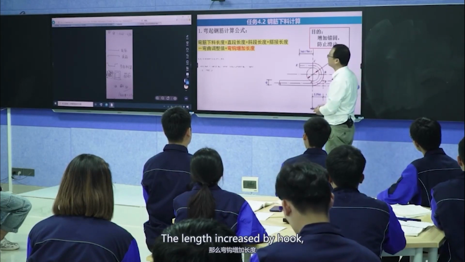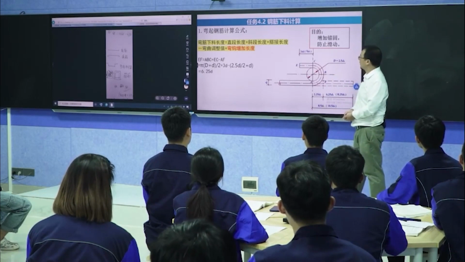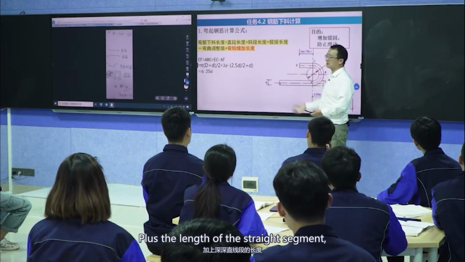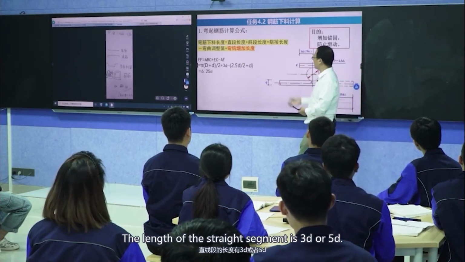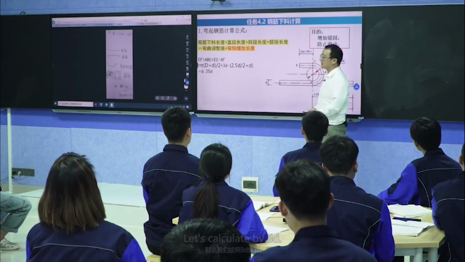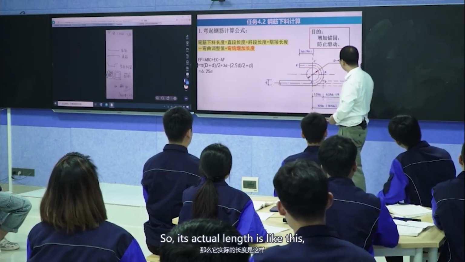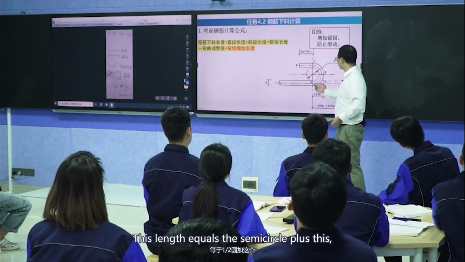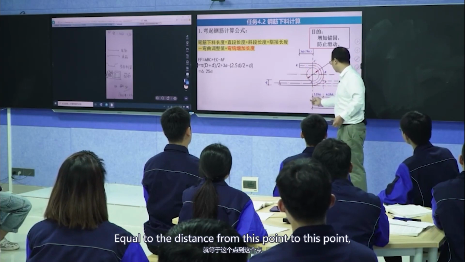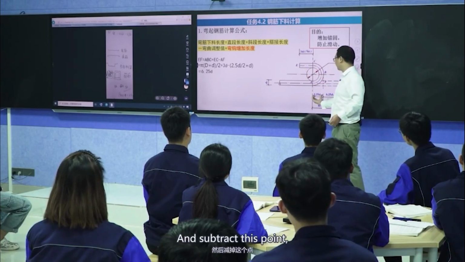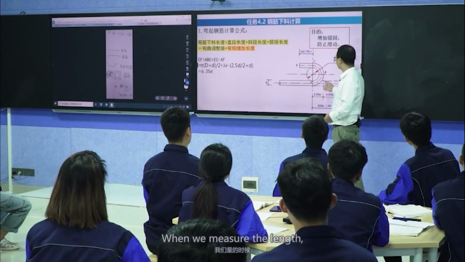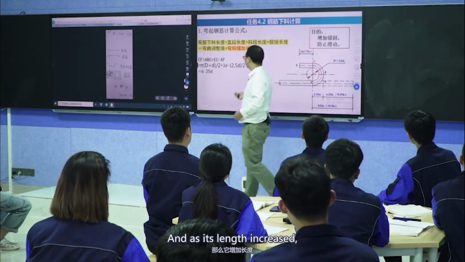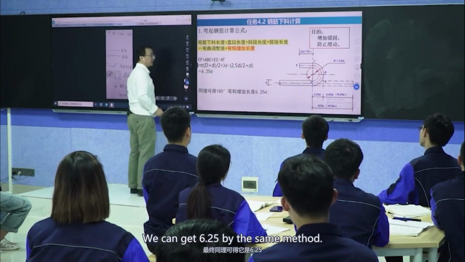The length increased by hook. This is a semicircle, not a quarter circle, plus the length of the straight segment. The length of the straight segment is 3d or 5d. Let's calculate by 3d. So its actual length is like this, and the length we measured is here. This length equals the semicircle plus the straight segment, minus the measured length. It's the length we've increased. When we measure the length, we measure its outer length up to this point. And as its length increased, we can get 6.25d by the same method.